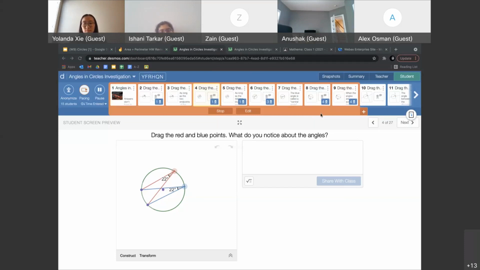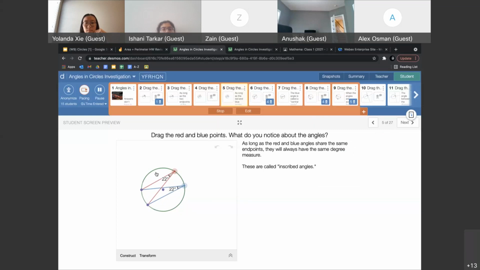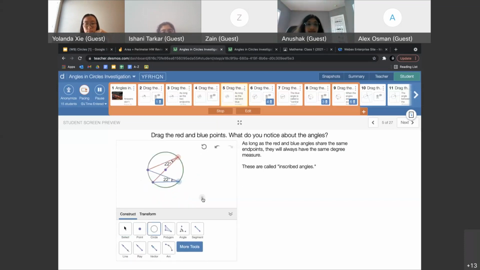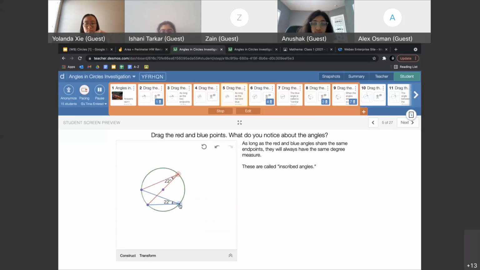Okay, so when you drag the red and blue points, you'll notice that they are always 22 degrees. So they're always the same. And these are called inscribed angles. The property about inscribed angles that you need to know is that if you have any 2 points on a circle, and you take any other third point on that circle and you move that third point around, the angle measure will always remain the same. So you can see for these that the points remain the same, and the vertex, the third point, is moving around, and it will always be 22 degrees in this scenario. However, it won't always be 22 degrees for every single inscribed angle.